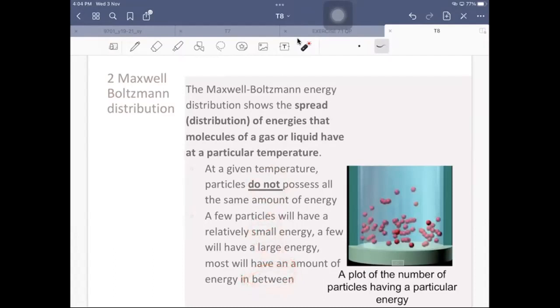Right? So this is the function of the Maxwell-Boltzmann distribution, because it shows the spread or the distribution of energies that molecules of either a gas or liquid have at a particular temperature. So this Maxwell-Boltzmann distribution only applies to gas and liquid, okay? Actually, mostly gas, but liquid can also be applied, right?